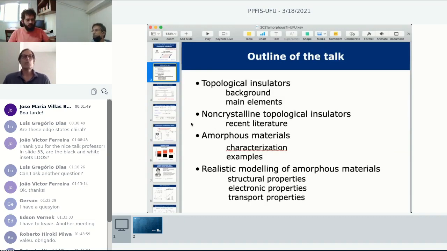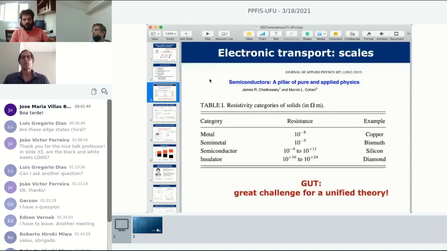So let's start with a provocative slide, right? I'm going to show you the challenge of being a theorist trying to understand electronic transport. And the problem is scales. You want to have a unified theory that describes the resistance of materials that go from insulators, say 10 to the 24 in these units here, up to metals which have very little resistance. I can even put superconductors here, and then I'll blow up the scale.